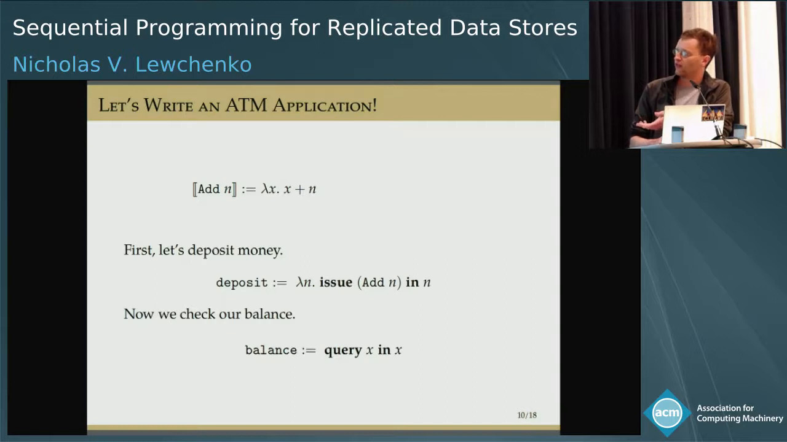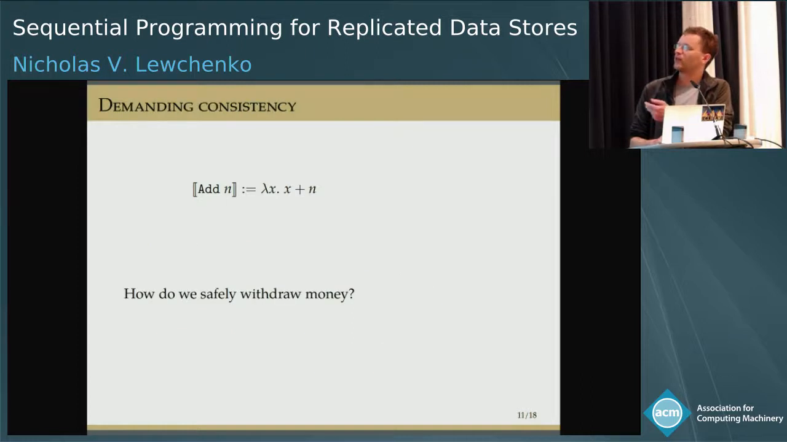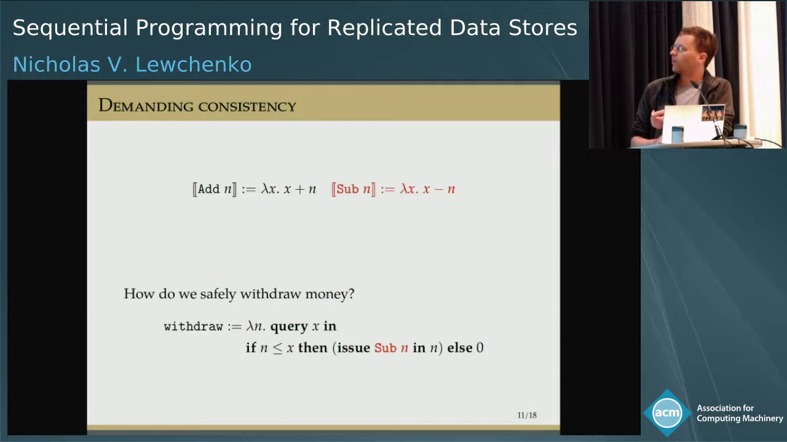We can check our balance using the other interesting term, which is the query term. So query takes a store value, not exactly sure which store value yet, but a store value, and binds it to x. This just takes that, binds it to x, and returns it. So how do we safely do the withdraw? Because that's what caused our problem in our example. Well, we can combine the two to create a function that takes an amount to withdraw, and then checks if the store has enough money before issuing the subtraction that would actually do that. Otherwise, it'll return a 0 to say it did nothing and issue no effect.